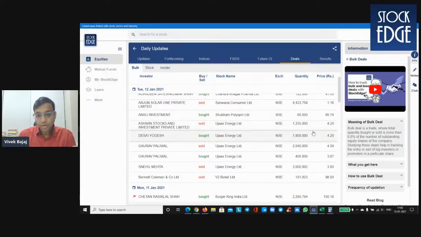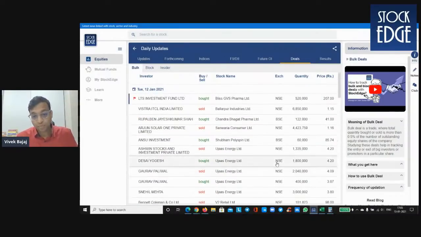So you see, 13 lakh 35,000 was done, 18 lakh was done, 20 lakh was done. It is far more than 10 lakh. So that's why the reporting happened. Okay. What is the significance of these deals? We'll come back to that later. But first try to understand what is bulk deal, what is block deal, what is insider deal.